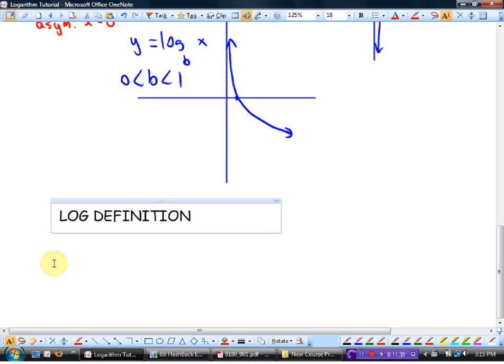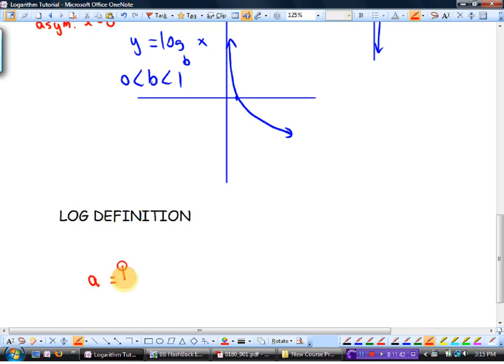Here's what it said. If you knew that A equals B to the C, you also knew that the log base what of what equals what. The log base B of, I've heard both C and A, which one?